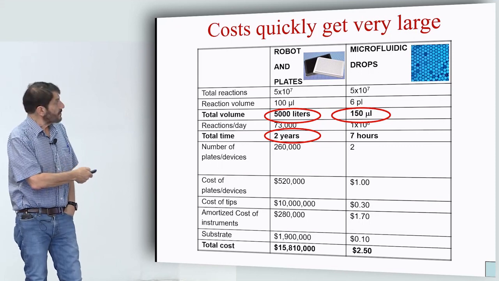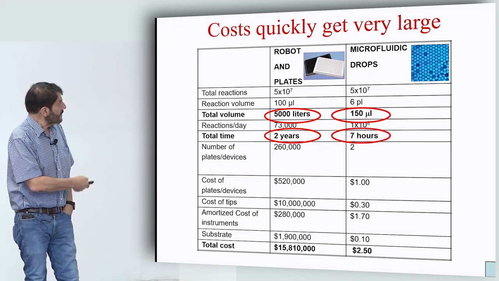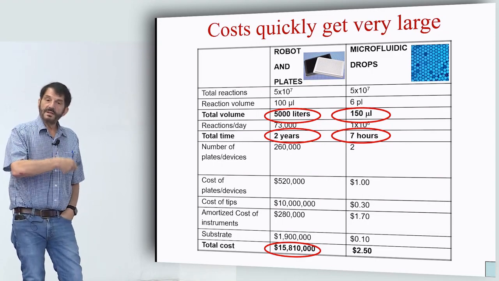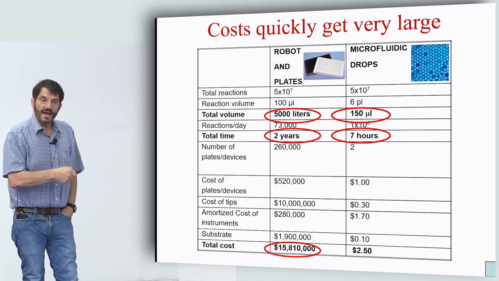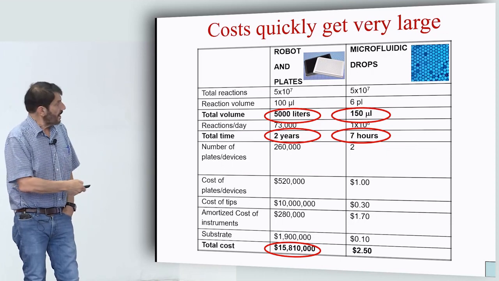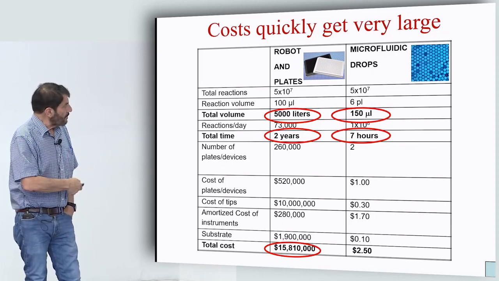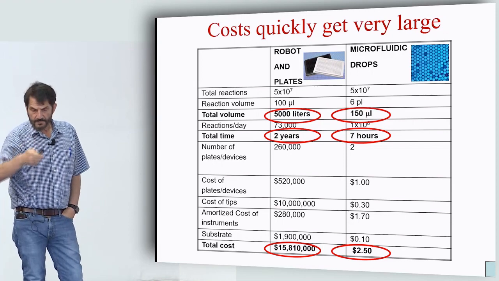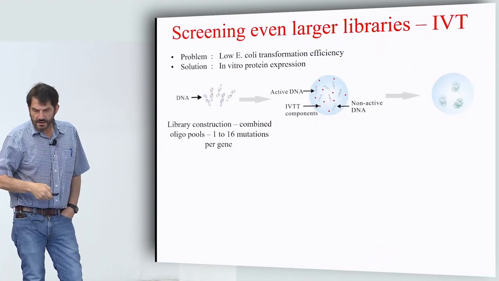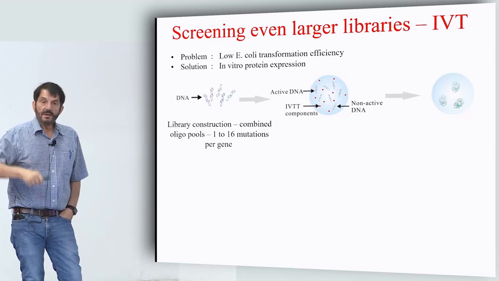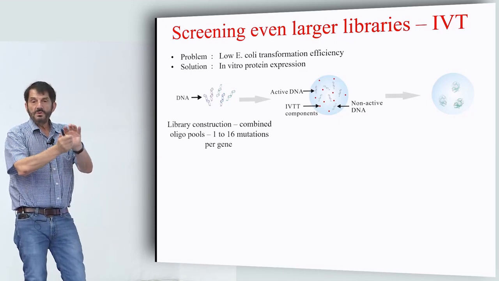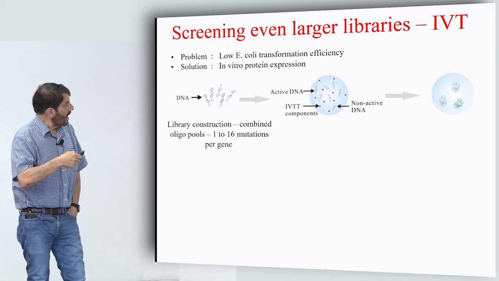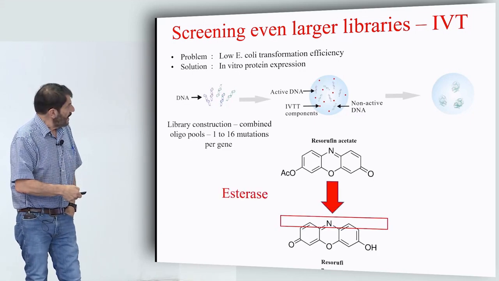For us, just doing the sorting for the microfluidics was 7 hours, and the cost would have been about $16 million. This is, again, pre-inflation of the last couple of years, $16 million to do it. We tried to properly amortize the cost of what we were doing, and it is about $2.50. Actually, you can do even better. I won't go through the details now, but rather than doing it in yeast, you can do just an in vitro expression, and you can do a much larger selection.